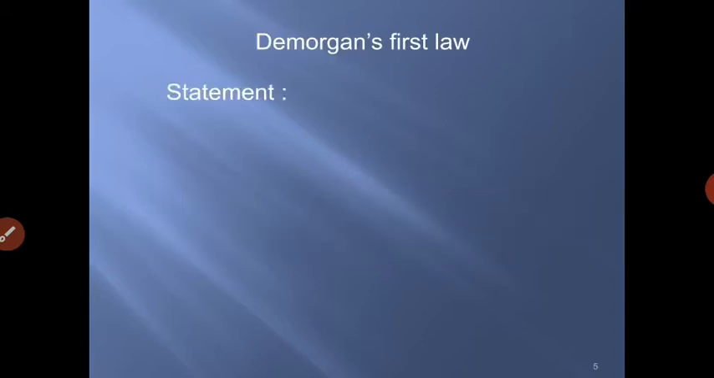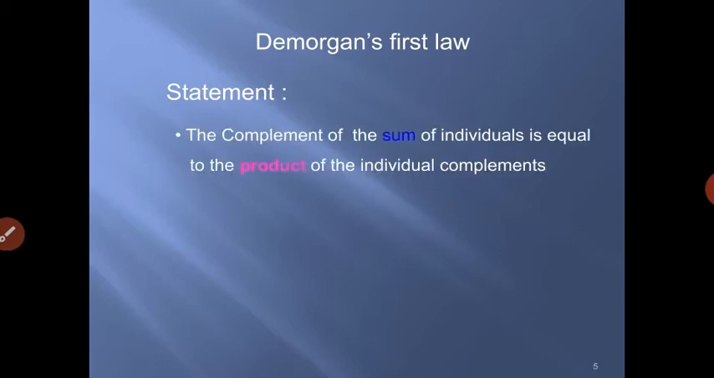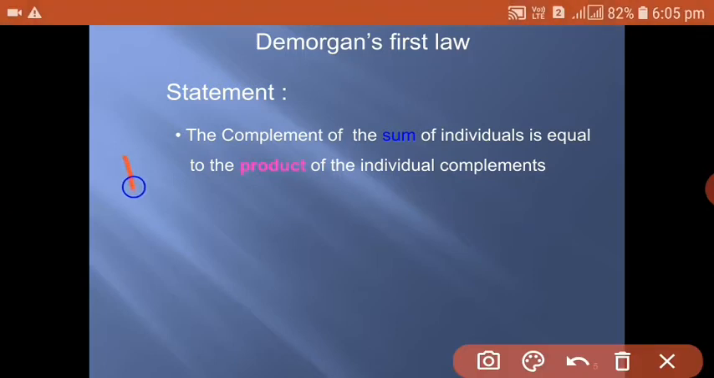There are two laws in De Morgan's theorems. We will see the first law and its statement. The complement of the sum of individuals is equal to the product of the individual complements. If you want to understand the statement in a better way, for example, let us consider two variables a and b.